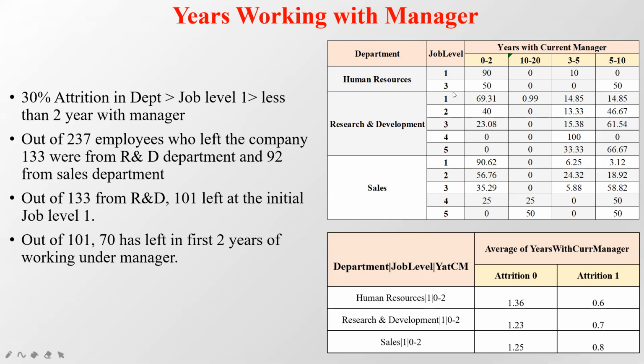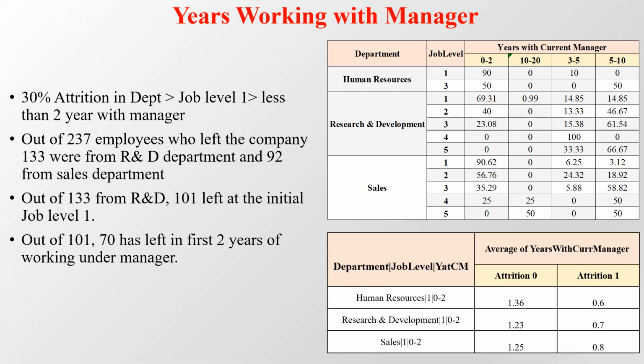Now in this table we can see that it is divided into three departments: HR, R&D, and sales. So at each department, let's say job level 1, 1 and 1. See between 0 to 2, 90. Again 0 to 2, job level 1, 69, and 0 to 2, 90.62. So what do these figures indicate?